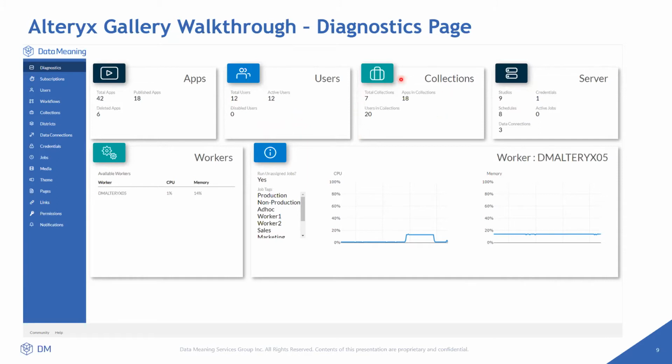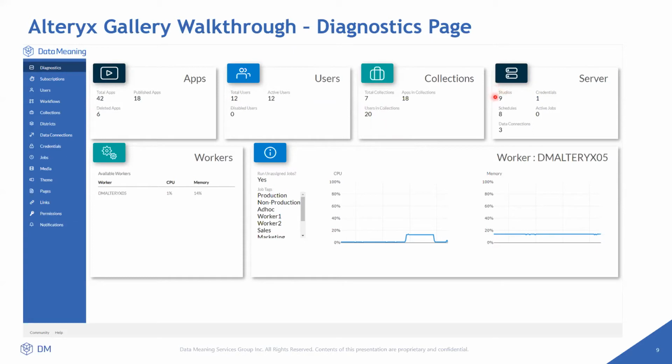Moving in, we've got our collections, how many workflows are stored amongst these collections, and how many different users have access to the collections. Now, if you notice, we've got 12 users and 20 users here in collections. What that's referring to is the amount of users within each collection totaled. So if I belong to 2 collections, I get counted twice in here. So be mindful of that.